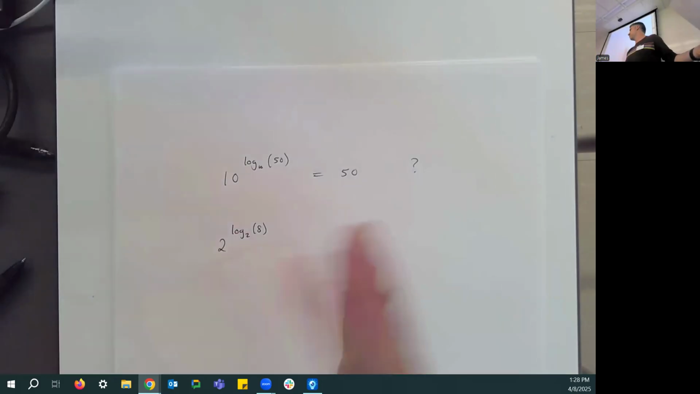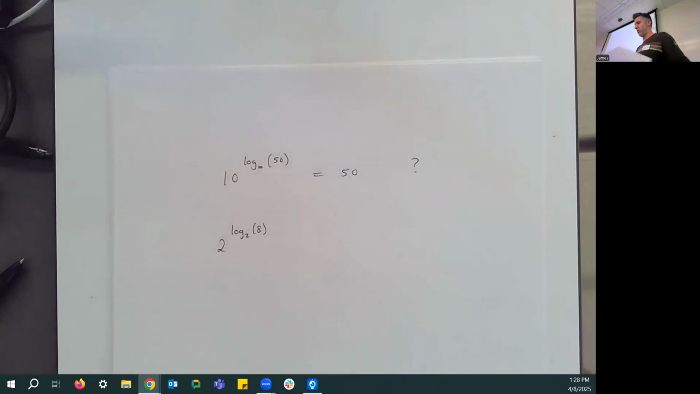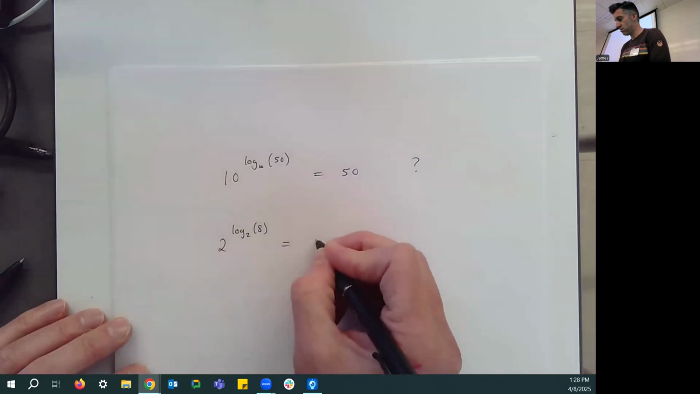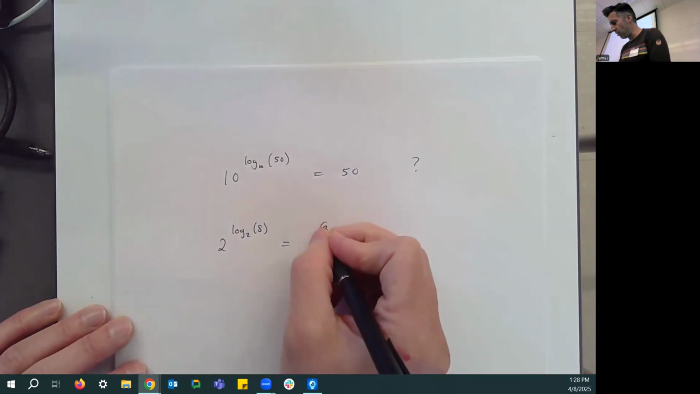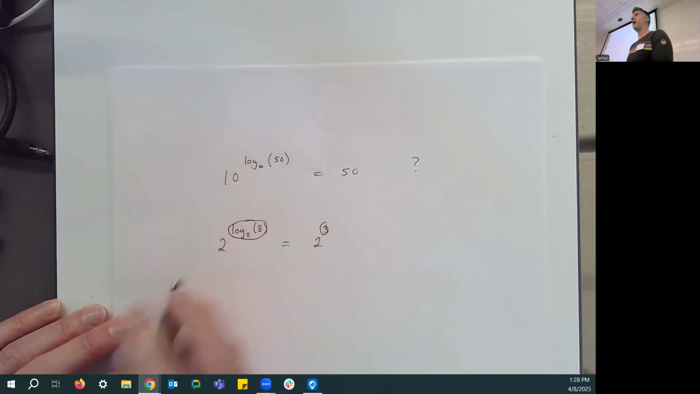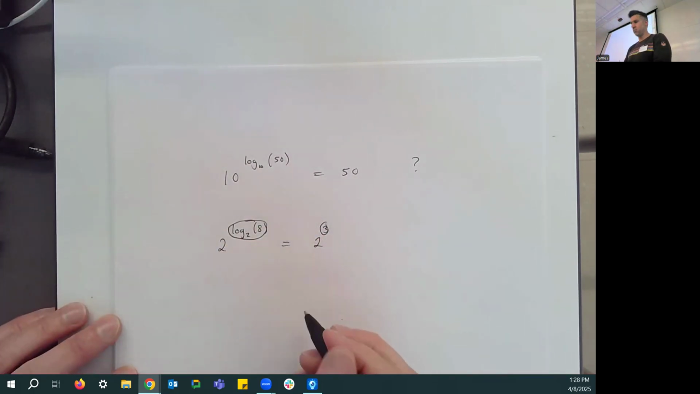What's log? This is my favorite. Log base 2 of 8 is my go-to for logarithms. What is log base 2 of 8? Or 2 to what power equals 8? 3, right? So now we're going to say 2 to the power that you raise 2 to get 8 should be 8, right? If this is the power that you put on 2 to get 8, and you're putting it on 2, you should get 8.